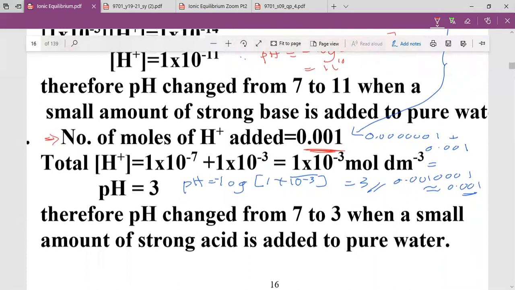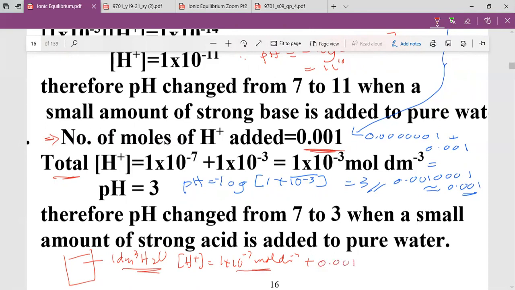Now, the total amount of H plus in my beaker. Remember, here is my 1 dm cube of water. It contains H plus at a concentration of 1 times 10 to the power of minus 7. That is the original. Now inside this 1 dm cube I add another 0.001 mole. So the total is this one plus this one.